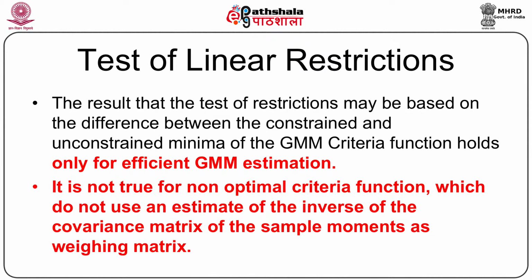The result that a test of restriction may be based on the difference between the constrained and unconstrained minimum of the criteria function holds only for efficient GMM. So the above results hold only if you are using efficient GMM estimation. It is not true for a non-optimal criteria function, which does not use an estimate of the inverse of the covariance matrix of the sample moments as the weighing matrix. So if you use a non-optimal criteria function, the above result will not hold.